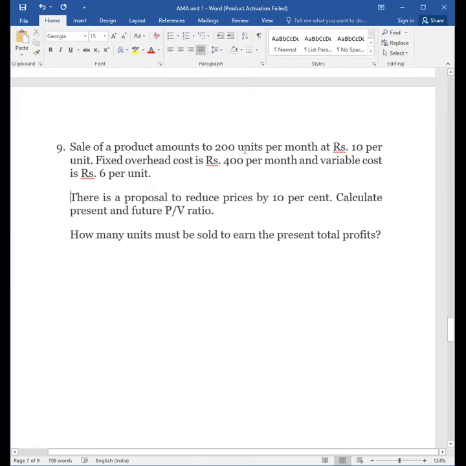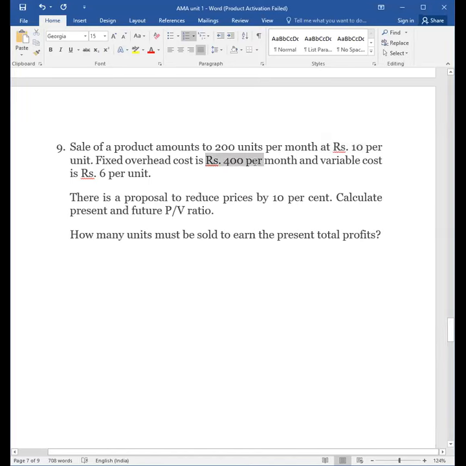Sale of a product amounts to 200 units per month at rupees 10 per unit. So in a month, how many are we selling? We are selling 200 units at the rate of rupees 10. We are doing it for 1 month only. The month or the year doesn't have any relationship here. The sales is given in units and the sales price is given for 1 unit, so we can easily calculate the sales.